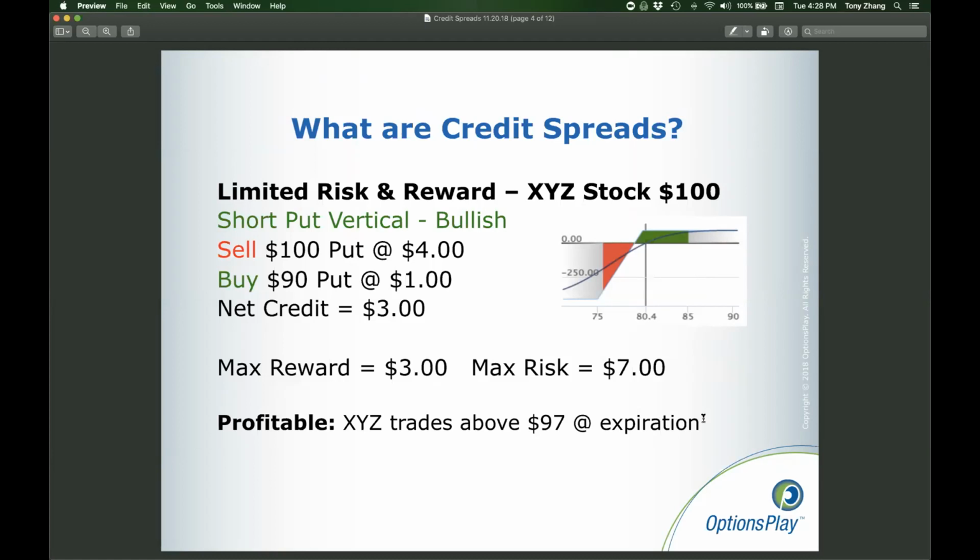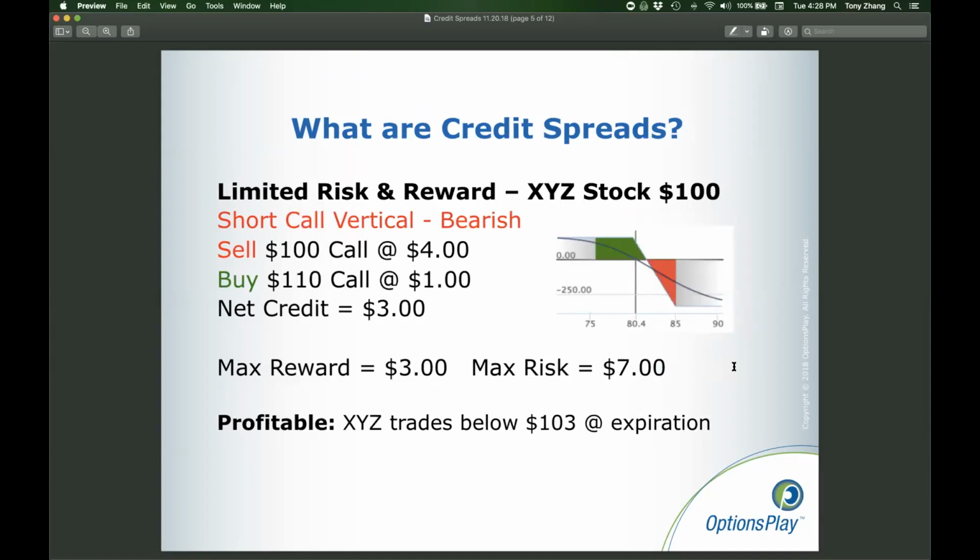The only time you lose money is if the stock goes below $97. So you have a lot of room to make money on this particular trade, and only if the trade goes severely against you, where the stock goes to $95, $93, $90, that's when you lose the full $7. The stock really has to go all the way down to $90 or lower for you to risk your $7. So that's a bullish credit spread.